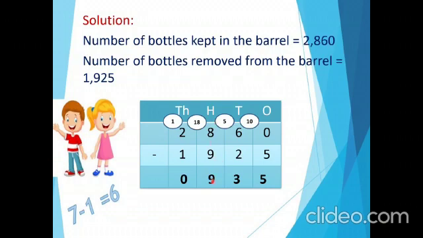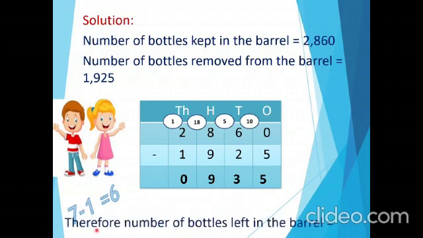So what is the difference, children? That is 935. What is this 935? That is the number of bottles left in the barrel, which is equal to 935.